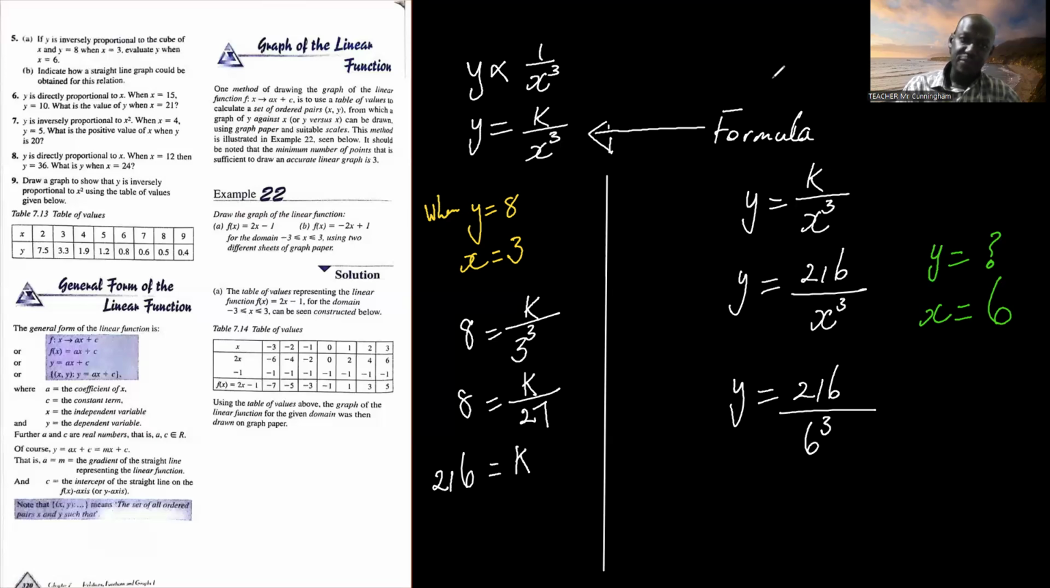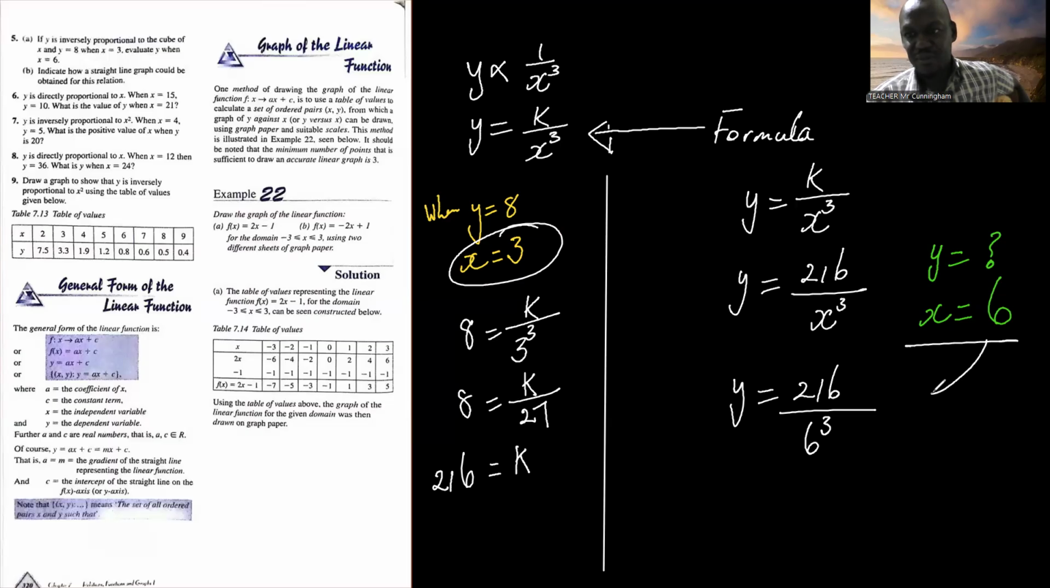What 27? The 27 was when X was 3. When X was 3, we had K over 27. 3 threes are 9, 9 threes are 27. But now X is 6. Wherever you see X, you have to put 6. They ask for Y when X is 6.